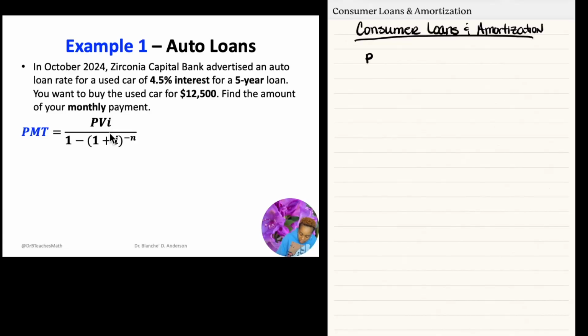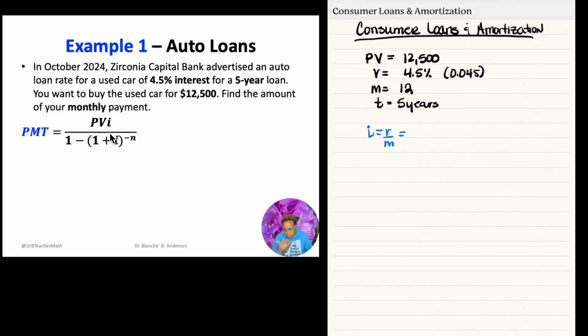So what I'm going to do is we're looking for the payment. Our present value, or what we started with, is what we're going to borrow, $12,500. Our rate is 4.5%, but we're going to convert that to a decimal. And then monthly payments, so M is 12. And your time is 5 years. Again, if you have not watched the videos on amortization and annuities, go back and watch those so that this will make more sense.